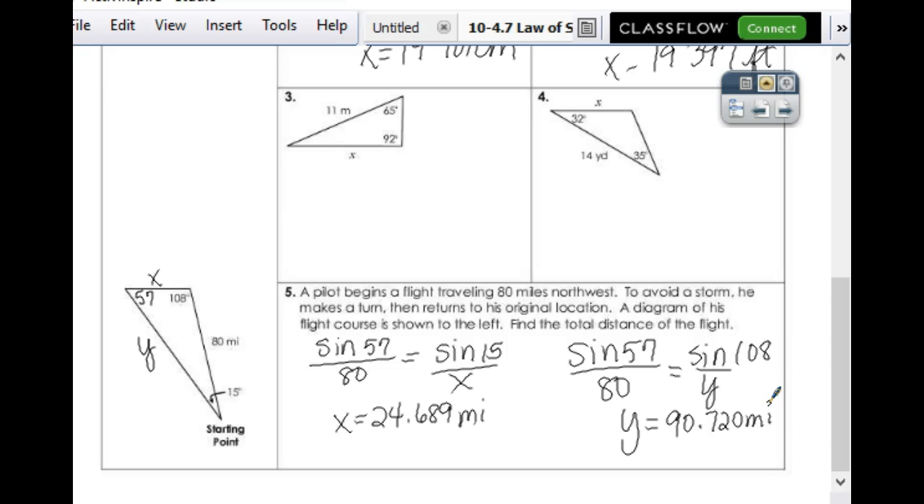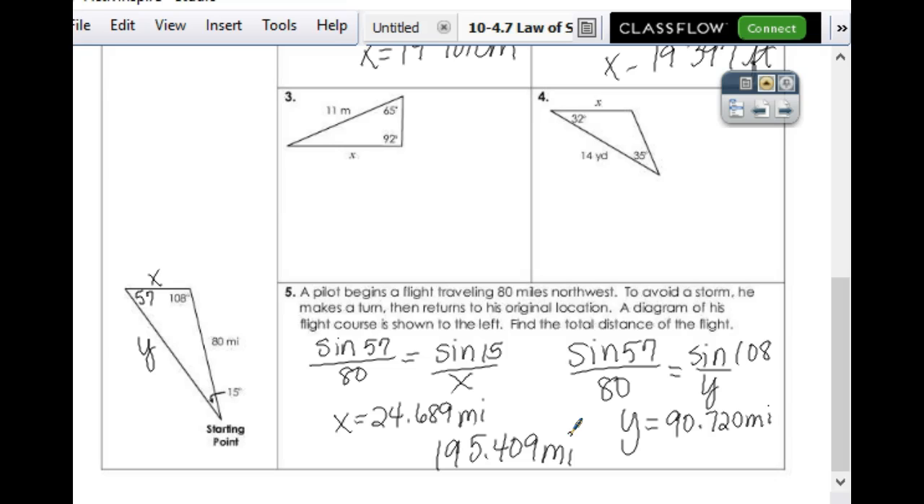So am I done? Because what did it ask for? All of them together, right? So I need the 80, the 24.689, and the 90.720, and the total distance is 195.409 miles. Okay, so that's easy peasy?